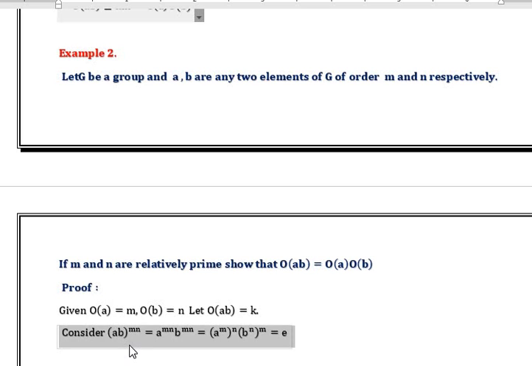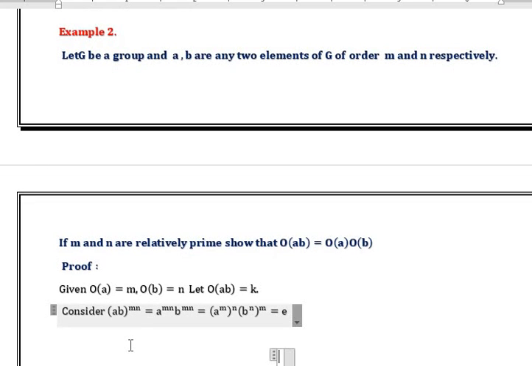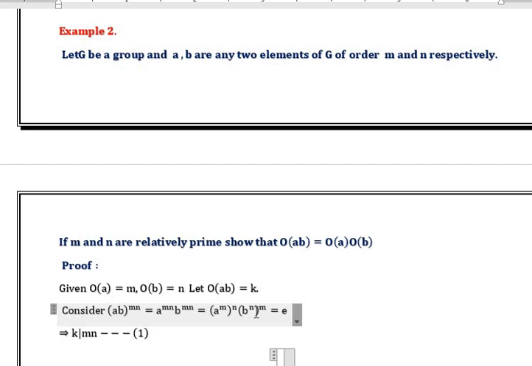Consider (AB) to the power of mn. (AB) to the power of mn can be written as a power of mn into b power of mn. Just like the previous example, it is (a power of m) whole power of n, (b power of n) whole power of m, that is equal to e, which implies that k divides mn. Treat this as equation 1.